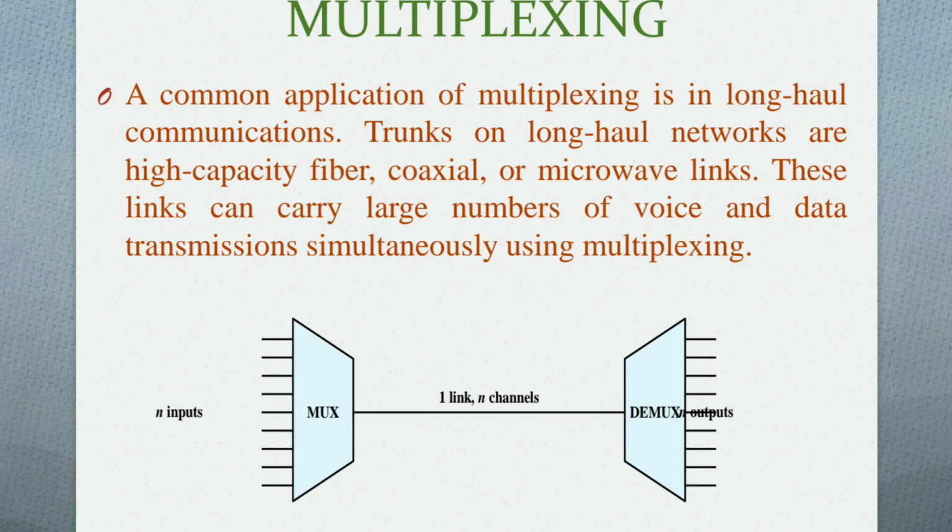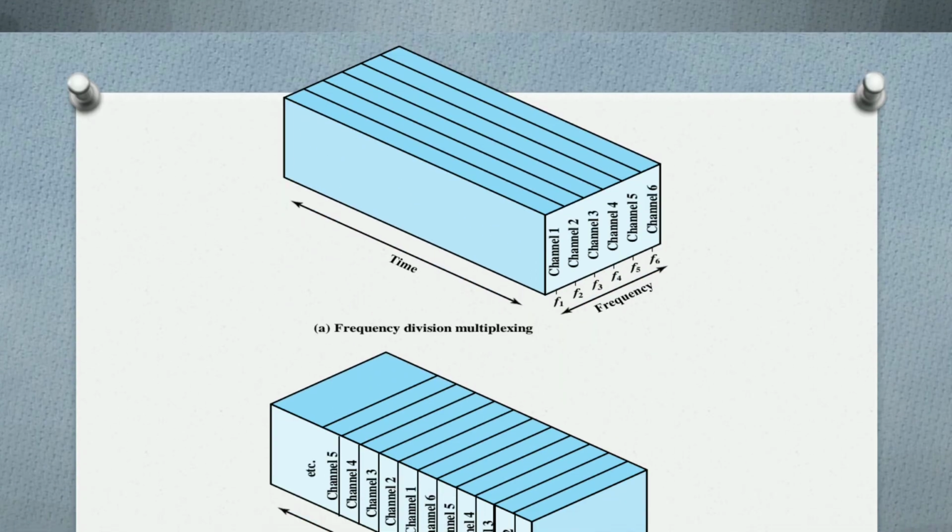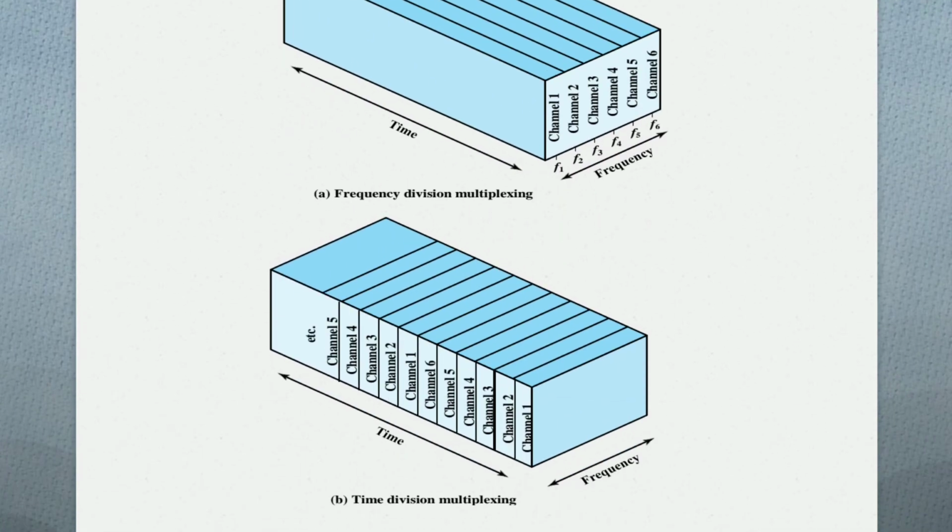The multiplexer combines n number of inputs onto a single data link, and these n inputs travel along the high capacity data link. The demultiplexer accepts the multiplexed input, separates the data streams according to the channel, and delivers the data to the appropriate output lines. In multiplexing, we can divide based on either frequency or time.